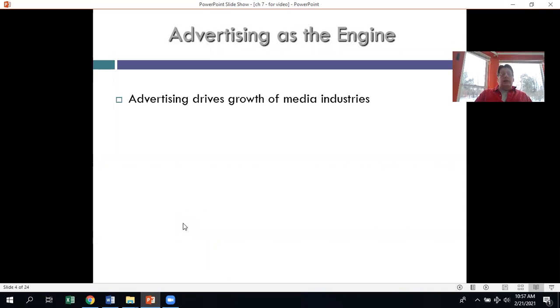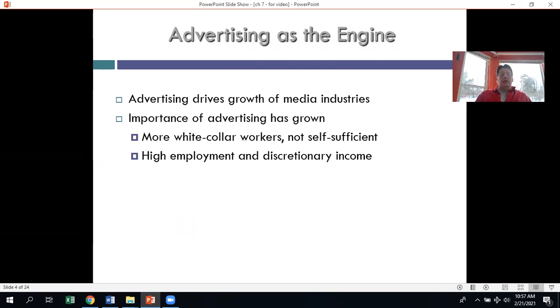So advertising as the engine: advertising drives growth for media industries. Media industries have to be able to get that revenue to continue to grow. We'll be doing a whole separate chapter on advertising and dig much deeper into that. The importance of advertising has actually grown. And the reason why is we have, demographically in our country, many more white collar workers that work in offices and so forth.